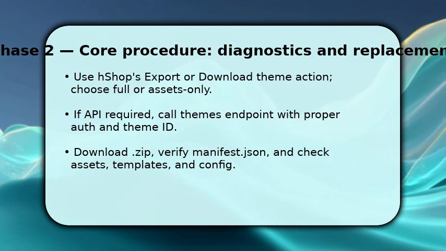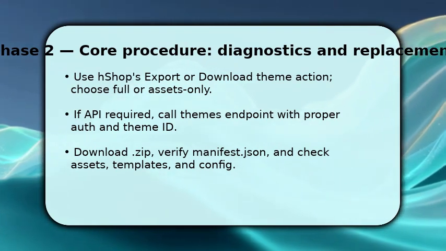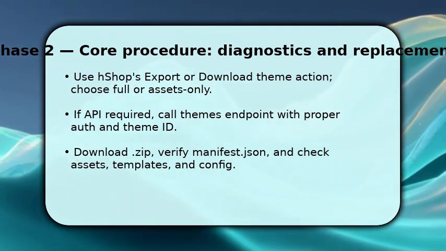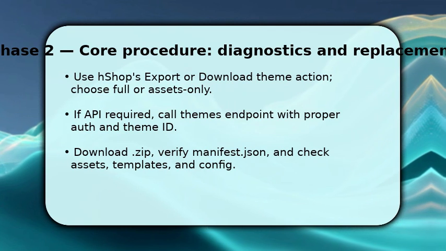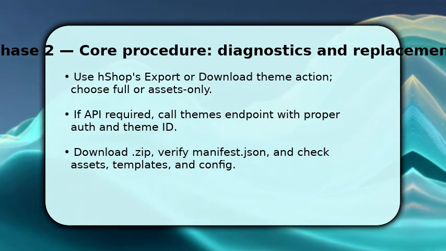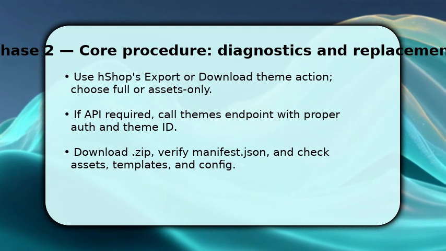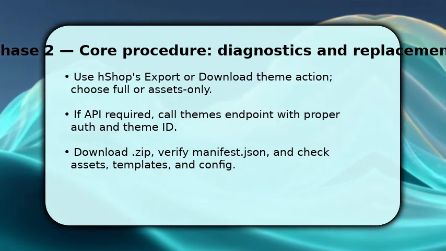Next, you export the theme using Hshop's export or download command. Pick full export to include templates, assets, and config. If the dashboard requires an API call, call the theme's endpoint with your auth token and the theme ID. Paginate if assets are large.